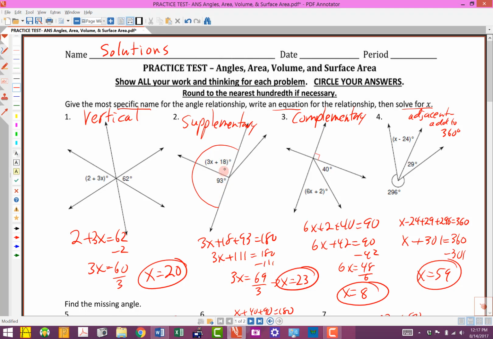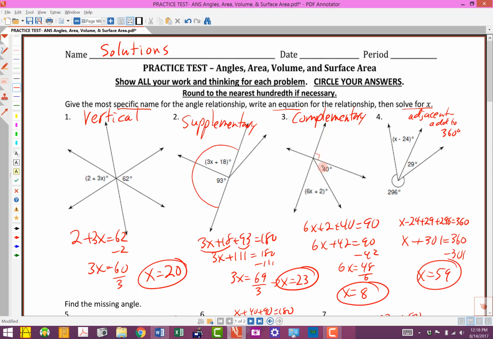So we're going to take this angle right here, 3x plus 18, add it to 93. So there's our 3x plus 18, add the 93. We put these together, we get 111. We start solving this equation like we normally would, so we're going to subtract 111 from each side. We get 3x equals 69, finish off by dividing by 3, and we get x equals 23. So again, you'll notice we've got the most specific name, we've got the equation that represents that relationship, and then we solved for whatever x is.